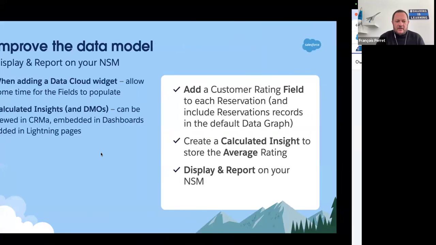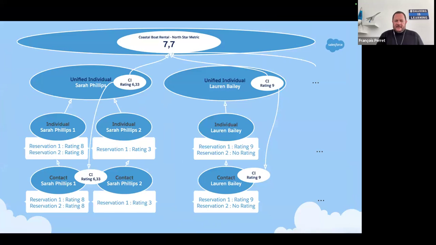So this was what we've created so far. We had a renting system with a reservation system. We added a field into it, and then we were able to create a calculated insight at the unified individual level to average the distinct customer satisfaction we've already received. We displayed this and aggregated it into the overall metric that we wanted. So now we have the data foundation that we need to do some marketing using this specific information.